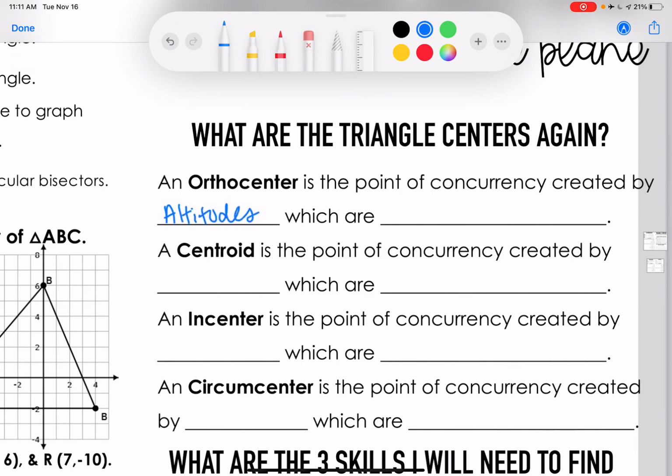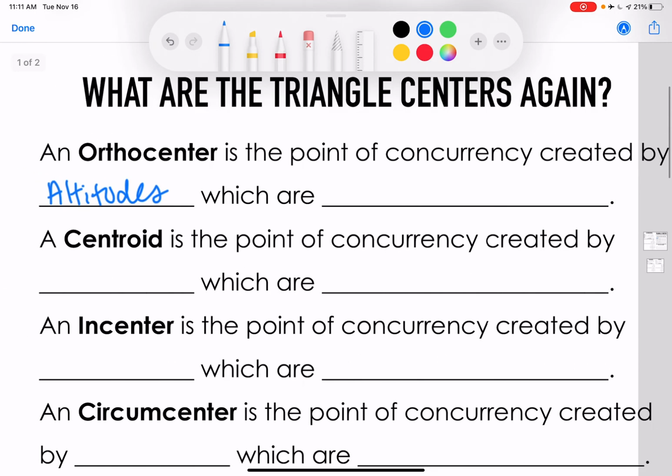This is the orange apples. And remember that altitudes, they're just lines that are perpendicular to the opposite side. And instead of writing out perpendicular, you can also just use the symbol of perpendicular.